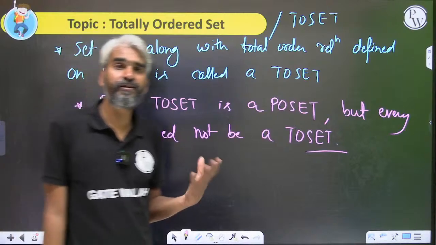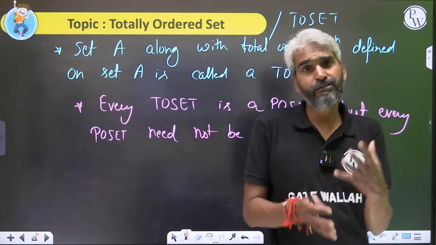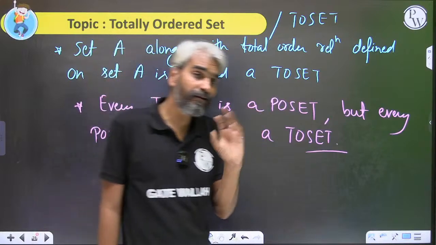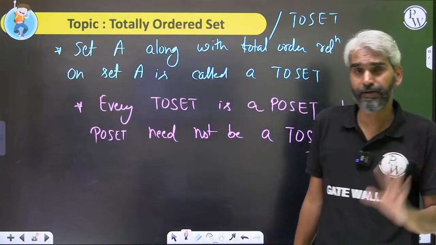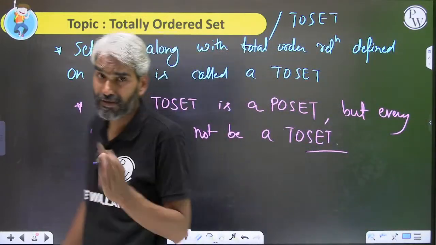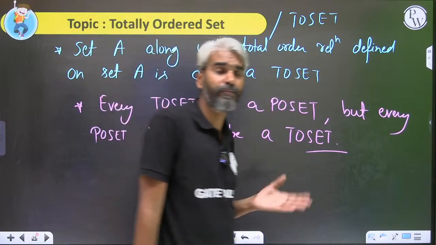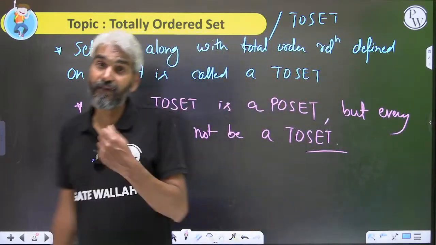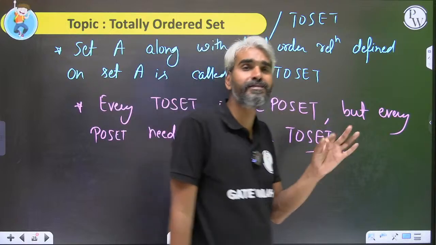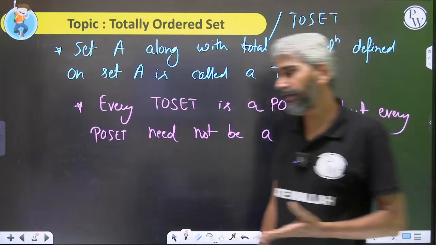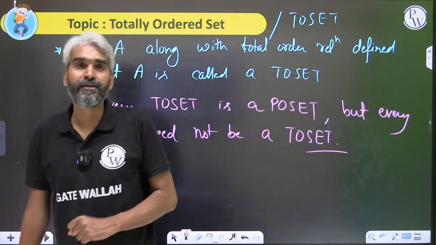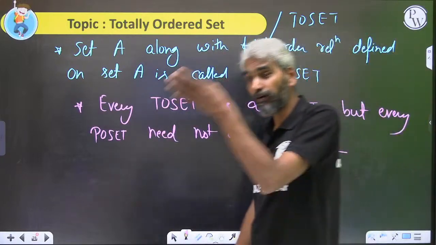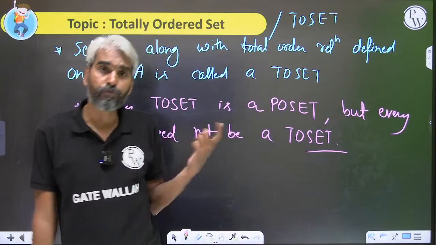Then we defined comparability: two elements of set A will be called comparable with respect to partial order relation R if either A relates to B or B relates to A. If any one of these two holds, then A and B are comparable, otherwise they are not comparable. Then total order relation: if every pair of elements of the set is comparable with respect to your partial order relation, then the relation will be called a total order relation. Similarly, the set along with the total order relation will be called a totally ordered set.